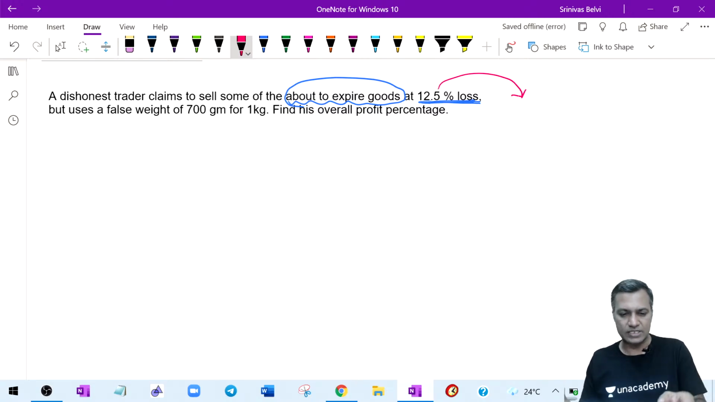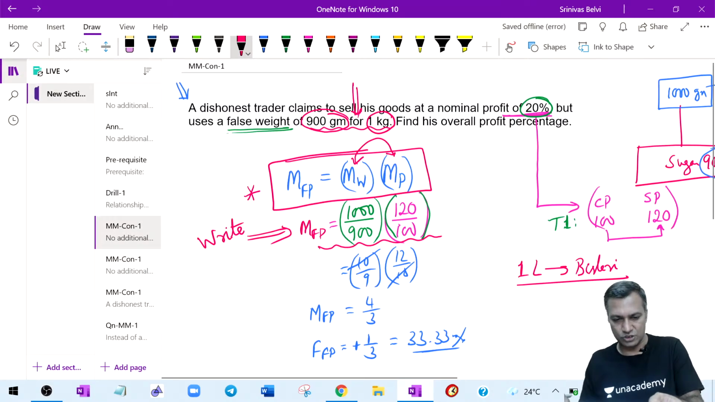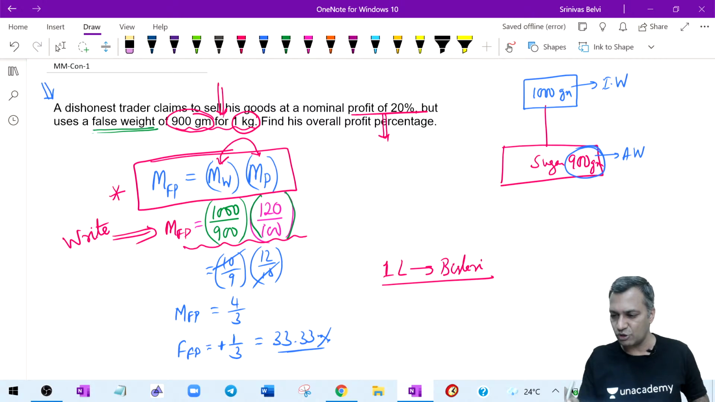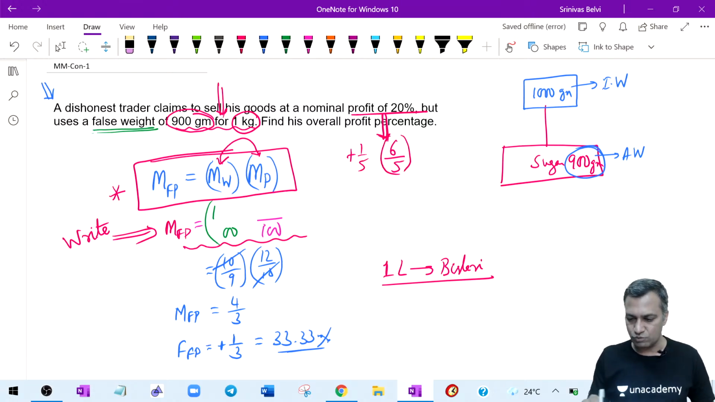So you may say, sir, let me go back to the first question. Profit of 20%, right? The multiplier. You don't need a story of cost price is 100, selling price is 120. Since that was the very first question, I kind of told you that. Otherwise, what you should write is: profit is 20% means the multiplier is 6 by 5. The fraction is plus 1 by 5, and the multiplier is 6 by 5. That is what you could have written here.